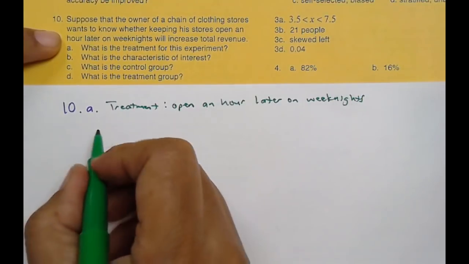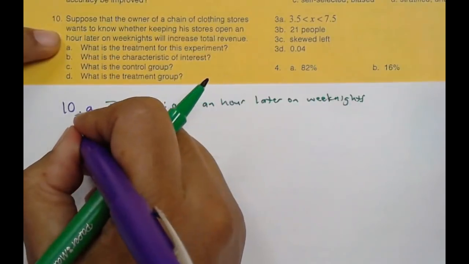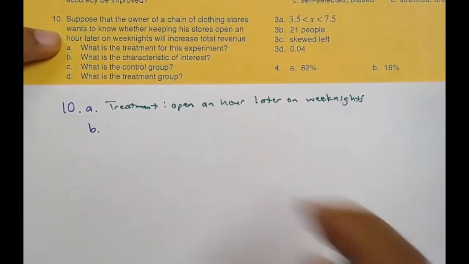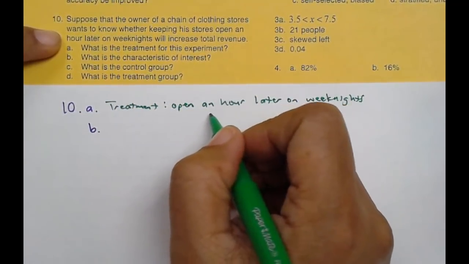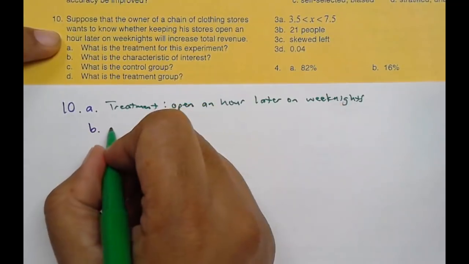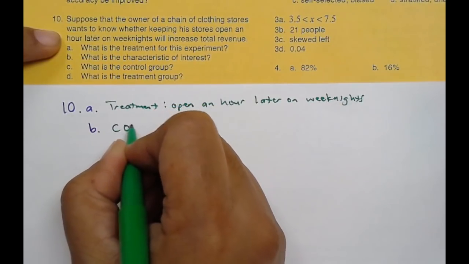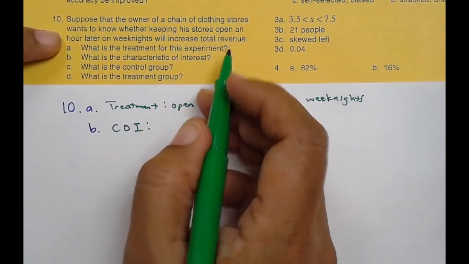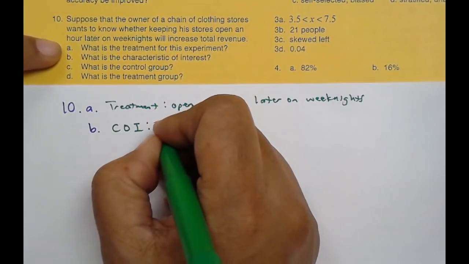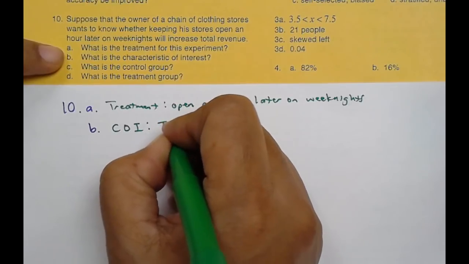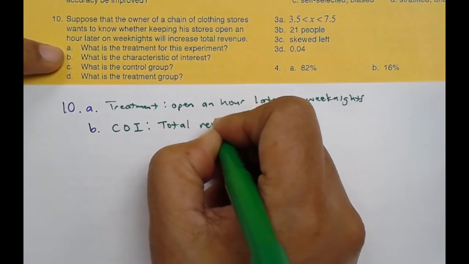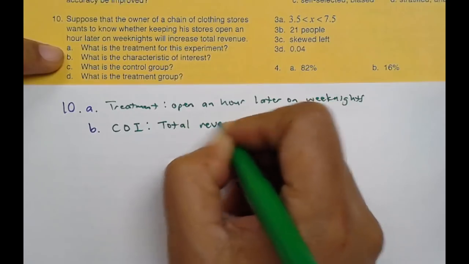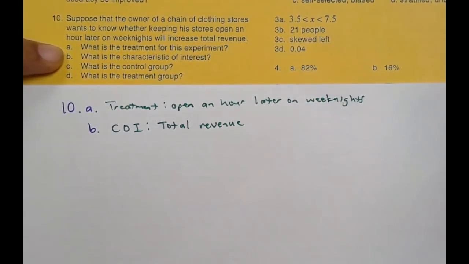Okay. And then for part B, what's the characteristic of interest? Well, you want to be open an hour later on weeknights to figure out what? We want to figure out if it will increase our total revenue. We want to see what's happening with this total revenue.